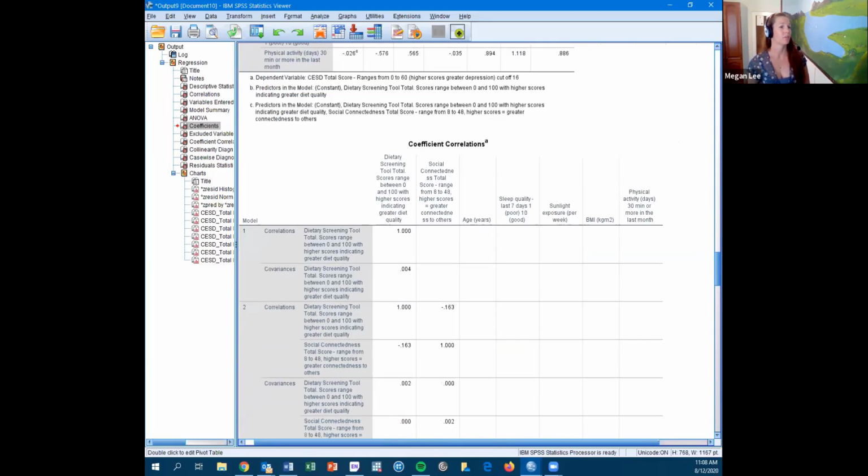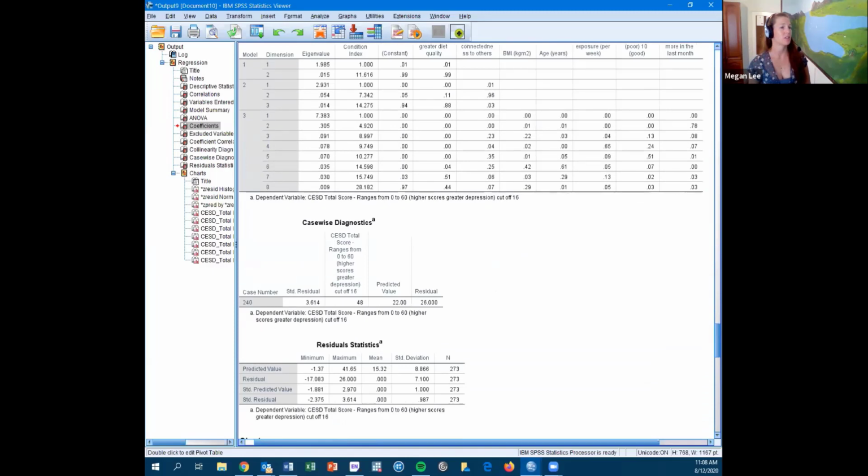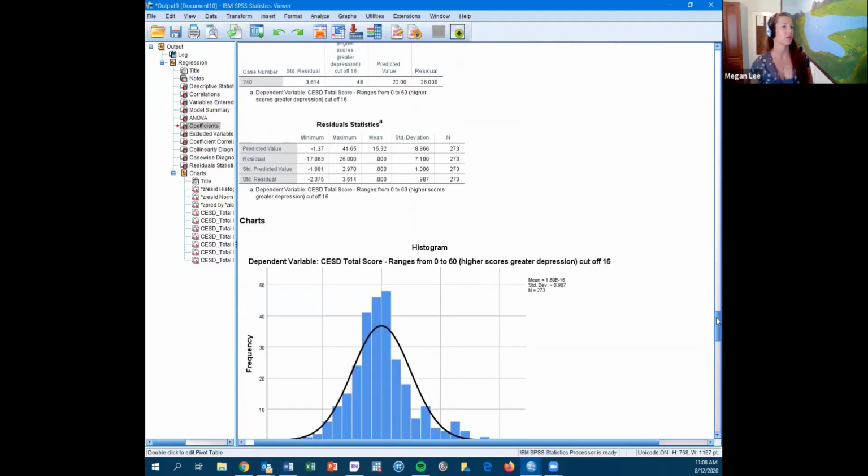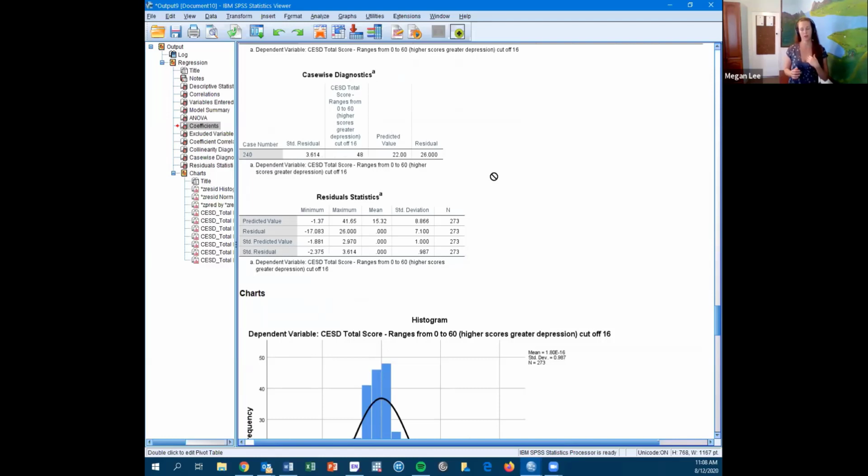Cool. Don't need these 2 boxes. This one here is important. Casewise Diagnostics. Where did you go? Here it is. Okay. So remember when we were talking about residual outliers? Any case that has an outlier on 2 variables, basically, and is skewing your data. And it might be case number 68 doing this, would be my guess. There's a standardized residual of over 3. Anything over 3 is cause for concern and means that it is an outlier in your data set. So you might need to do something about that, like transform the data set.